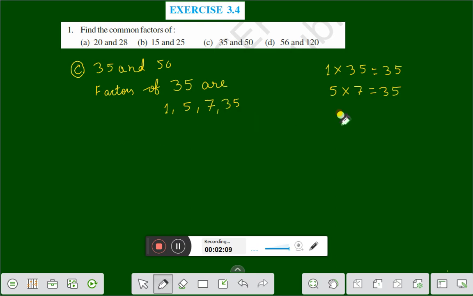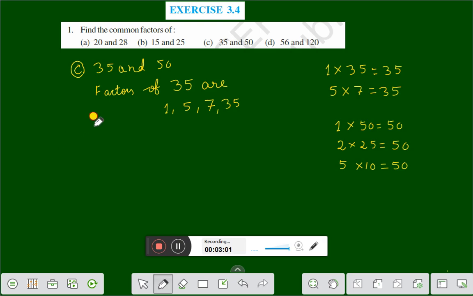Now we'll find the factors of 50. That is, factors of 50 are 1 into 50 is equal to 50, 2 into 25 is equal to 50. Then 5 into 10 is equal to 50. Right? These are the factors of 50.